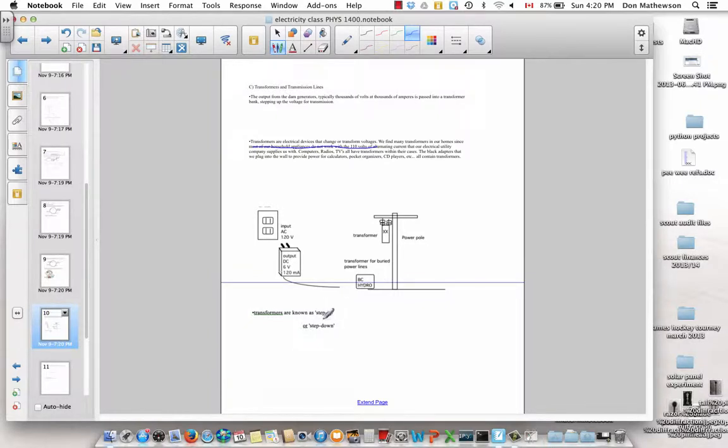Now, I mentioned the word already, step up and step down. Step up transformers increase the voltage, and we do this at the dam. We step up the voltage for transmission. Then when it arrives in the town, we step it down.